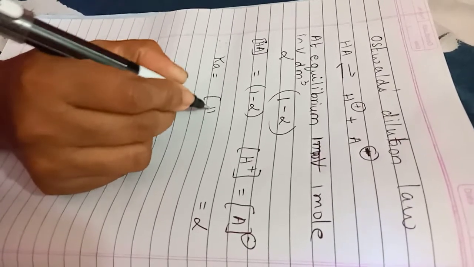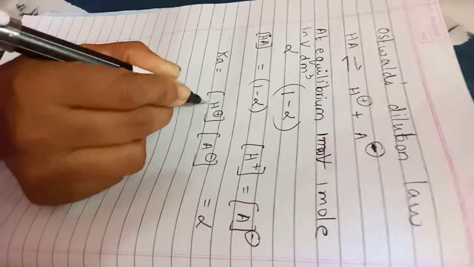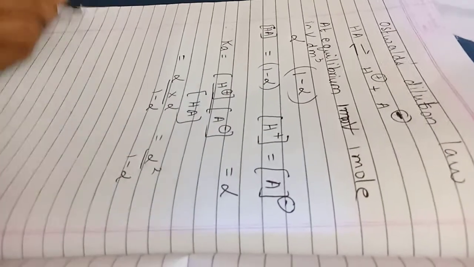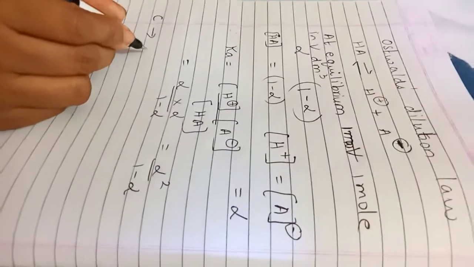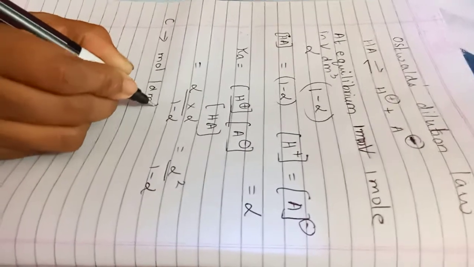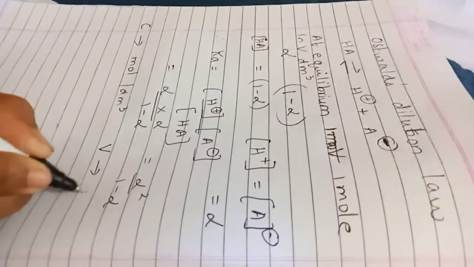So what is the dissociation constant of weak acid? It is the concentration of products to the concentration of reactant, that is alpha multiplied by alpha divided by 1 minus alpha, that is alpha square divided by 1 minus alpha. Are you okay here? Let's see the initial concentration of the acid in mole per dm cube, and volume V be dm cube per mole.